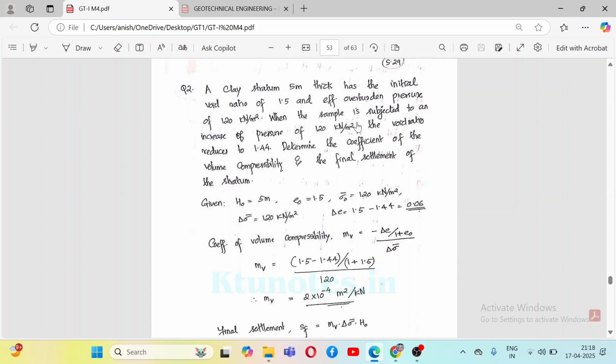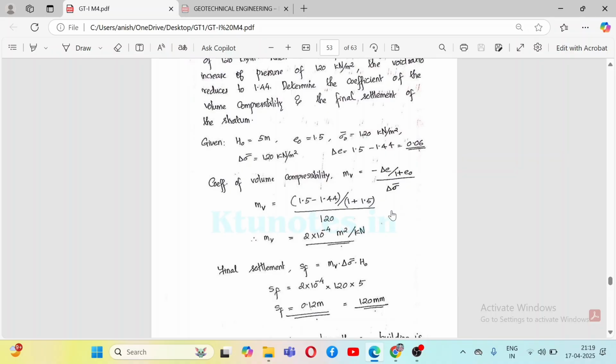What else is given? The overburden pressure, sigma naught dash, is given as 120 kilonewton per meter square. Then we have the increase in pressure, delta sigma dash, yeah, correct. Increase in pressure is 120 kilonewton per meter square. Whereas the void ratio is decreased, so delta e is 1.5 minus 1.44, that is 0.06.